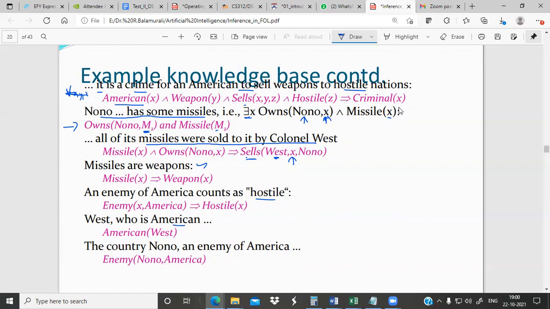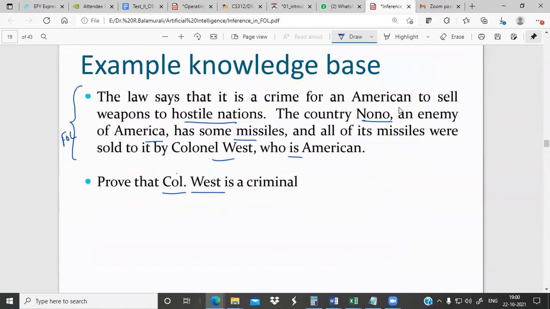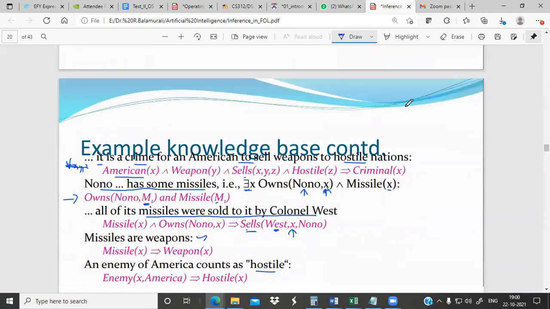West, who is an American. How will you represent this in first order logic? American(West). The country Nono, an enemy of America: Enemy(Nono, America), which means Nono is an enemy of America. So first we represent all these things. Now the entire statement we have represented in FOL.